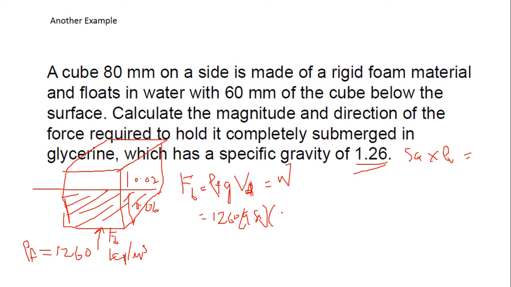Sir, yang dia displace tu dia dalam water, dia bukan dalam glycerin kan? Dalam water. Okay, sorry. So you need to find this water, not glycerin. Tapi kalau dia nak magnitude untuk completely submerge dalam glycerin kan, bukankah kita terus je cari 1260 times 9.81 times volume dia, terus dapat force untuk dia completely submerge. Betul? So saya dapat 6.32 kilonewton. Awak dapat apa? 6.32 kilonewton. Mungkin betul lah, saya tak tahu.